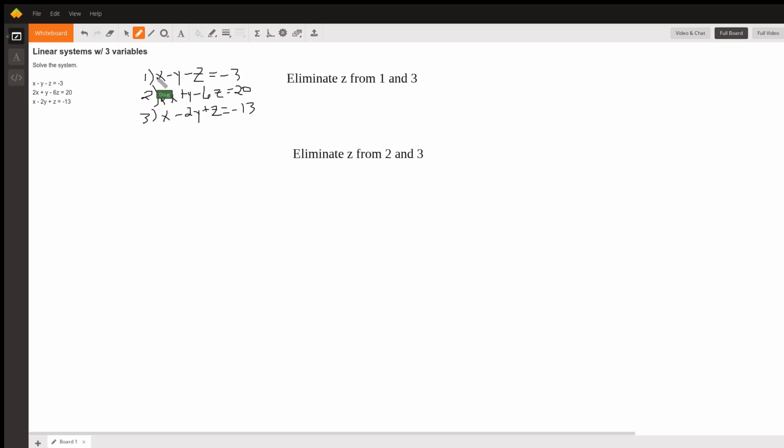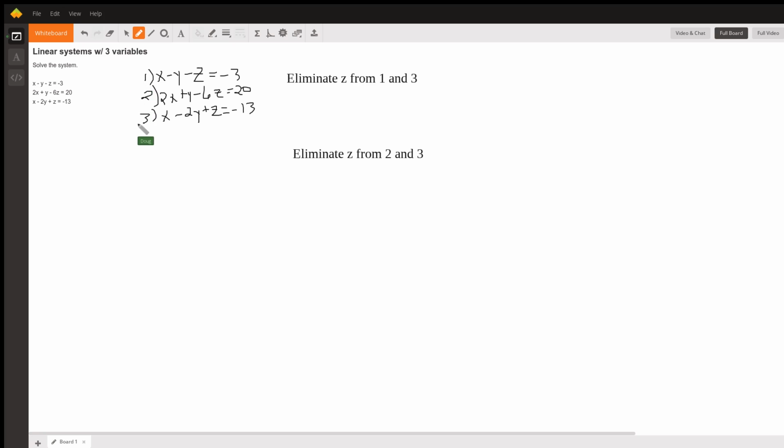And you can make the choice as to which variable you want to eliminate. I noticed that if I add equations 1 and 3 together, I have minus z and plus z. If I just add them together, the letter z will disappear, and then I'll have an equation with just x and y. And the same for equations 2 and 3. I can eliminate the z, not as easily, but then I'll have another equation with just x and y, and I can eliminate either the x or the y from that pair. So let's see what happens.